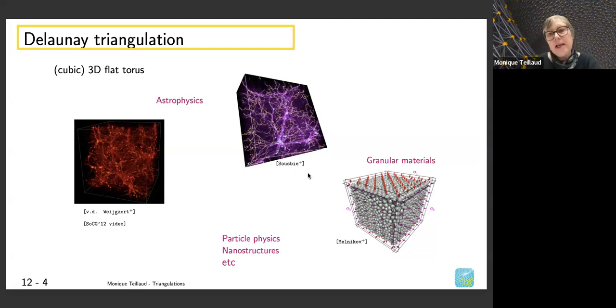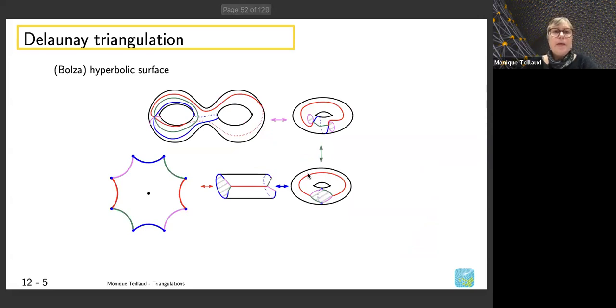And on the other side of the scale, you also have applications in materials. So it's very small, really the opposite. But you also have a lot of periodic materials. Okay, so this was an initial motivation.